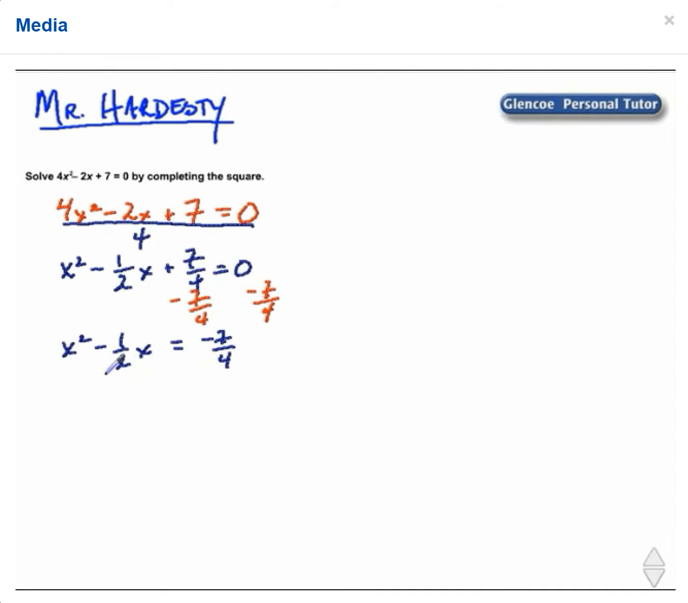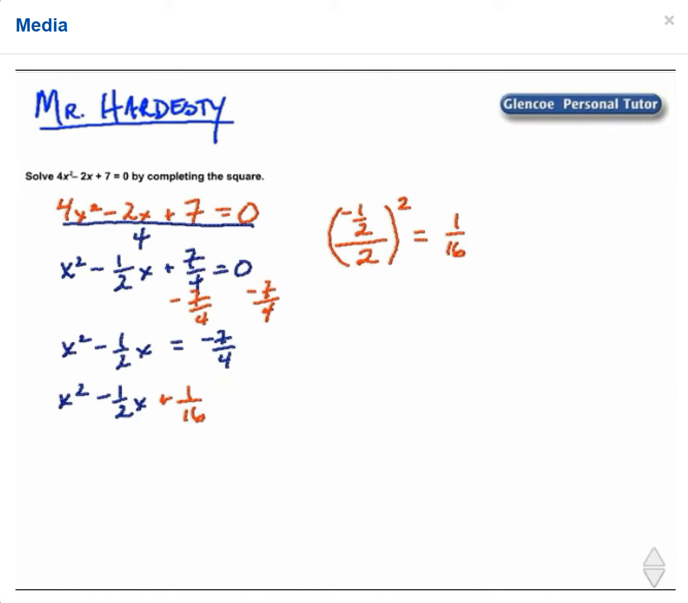Now, to complete the square, we have to take the coefficient on our linear term, 1/2 of it, and square that. So let's come over here and do that. We're taking 1/2 of our negative 1/2, that is dividing it by 2, and then squaring it. And we do that, and we get 1/16. So we will add that 1/16 to both sides. Negative 1/2 divided by 2 squared is 1/16.